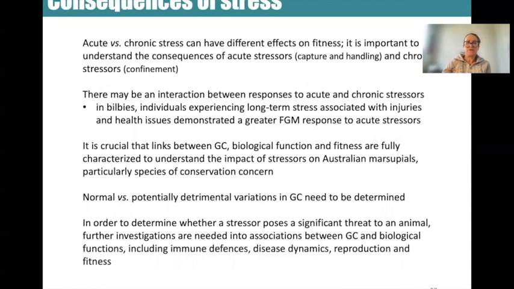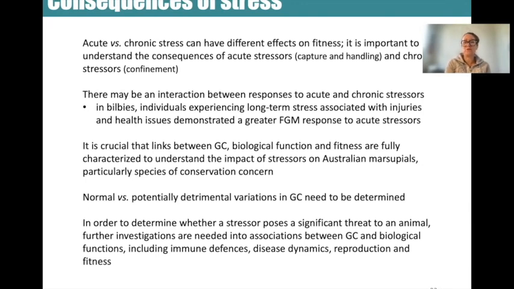So now, exploring some consequences of stress. Acute versus chronic stress can have different effects on fitness, and it's important to understand the consequences of acute stress. This is stress that we think of in relation to capture and handling, versus chronic stress, which is more like confinement due to captivity. There may be an interaction between responses to acute and chronic stress.